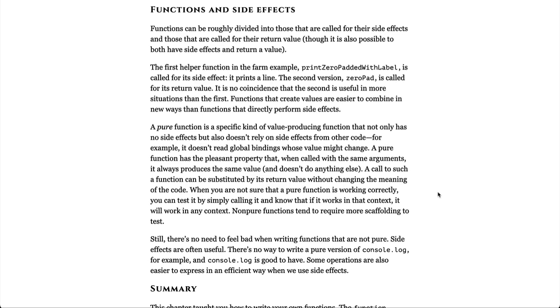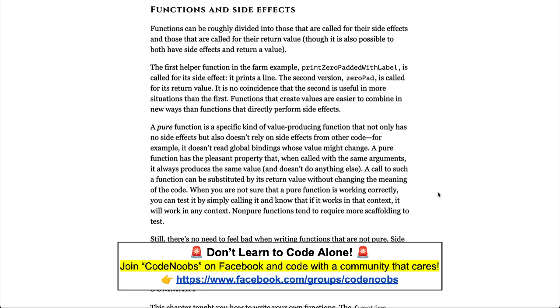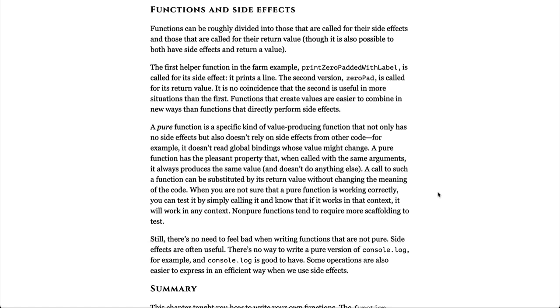Functions and side effects. Functions can be roughly divided into those that are called for their side effects and those that are called for their return value, although it is also possible to have both side effects and return a value. The first helper function in the farm example, printZeroPaddedWithLabel, is called for its side effect. It prints a line. The second version, zeroPad, is called for its return value. It is no coincidence that the second is more useful in more situations than the first. Functions that create values are easier to combine in new ways than functions that directly perform side effects.